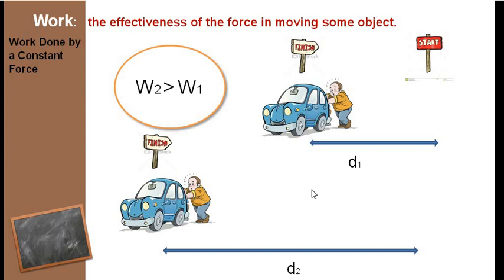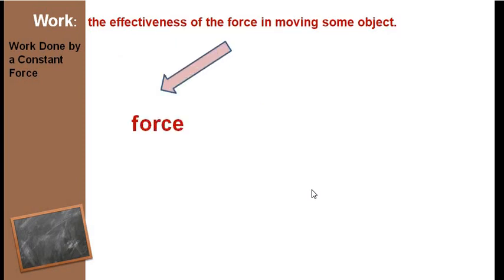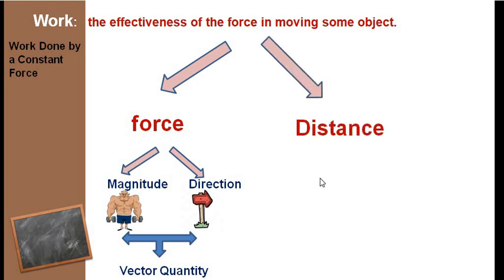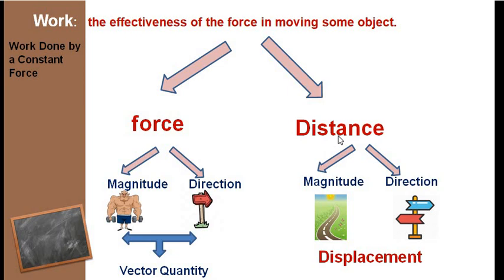And actually that's right. From this we can conclude that when we want to describe the work, the effectiveness of the force in moving some object, we need to take into account first the magnitude and the direction of the force, or the force as a vector quantity. And also we need to take the displacement. I'm sorry, that's the correct terminology, displacement, it was just a mistake. We need to take the magnitude of this displacement and the direction of the displacement.